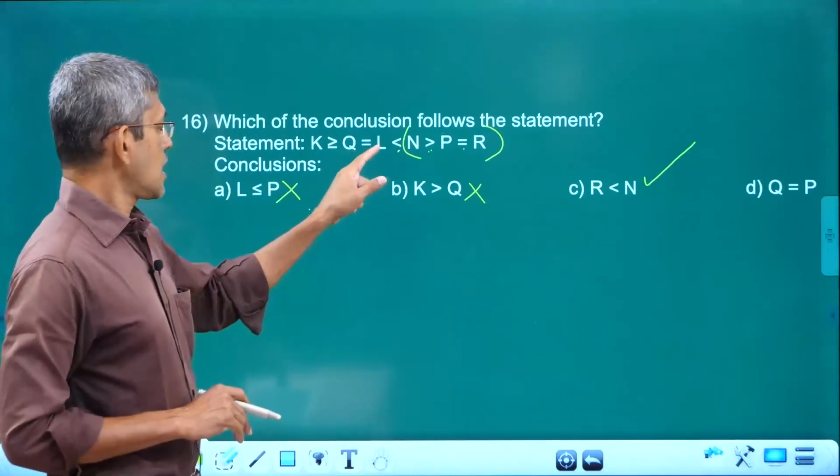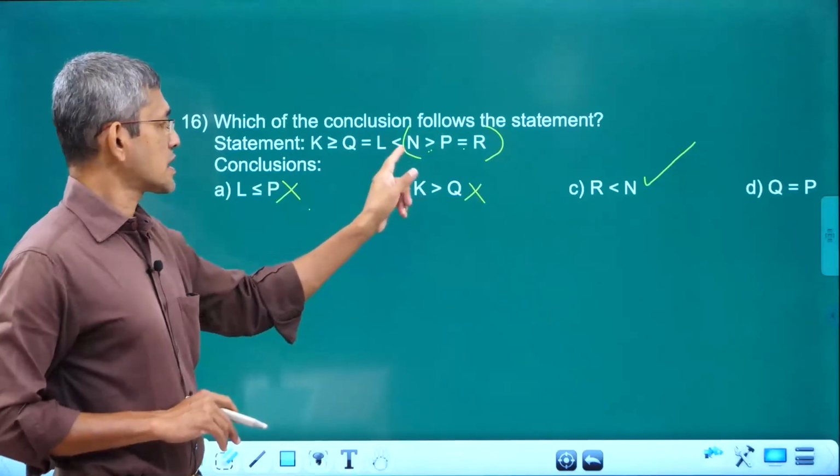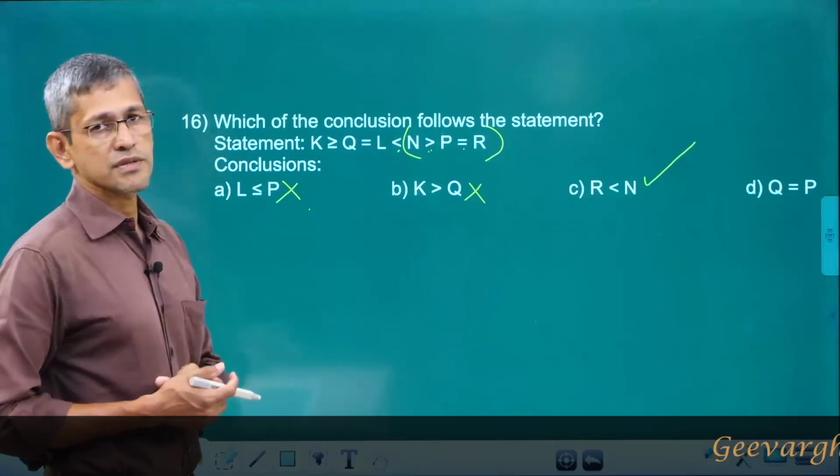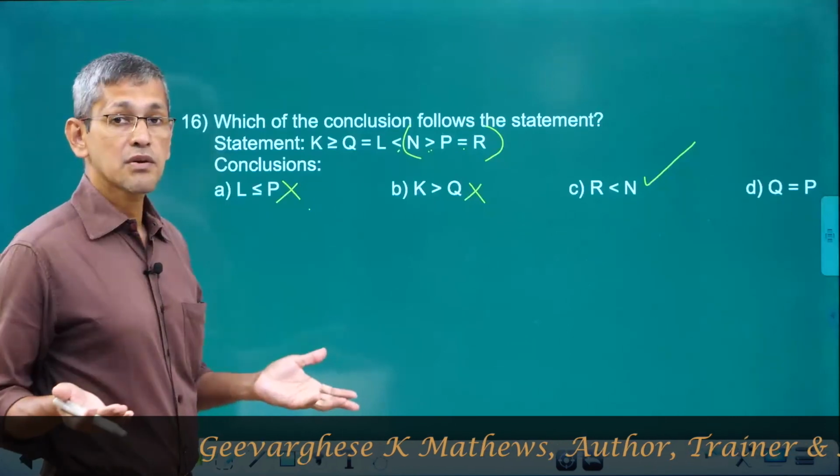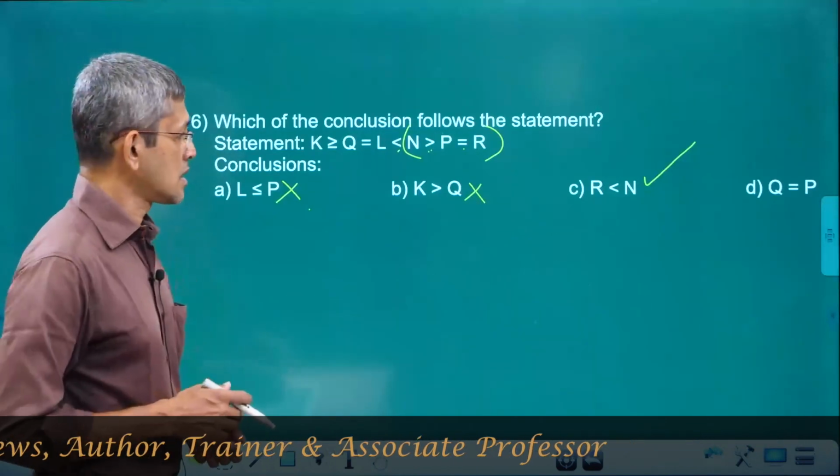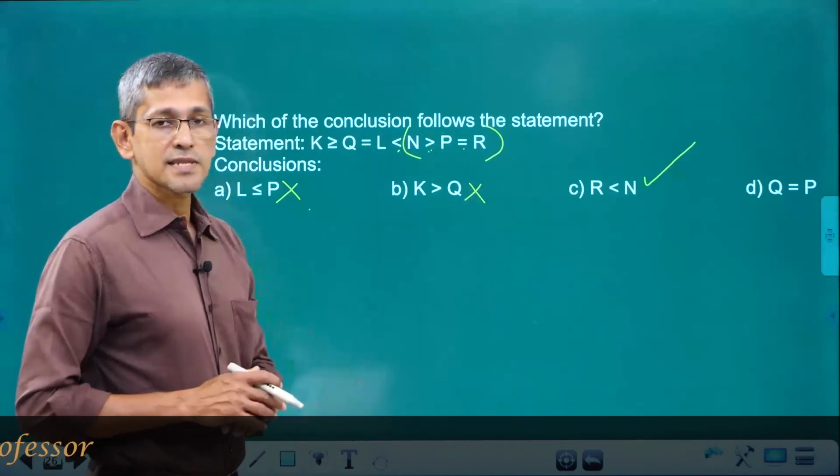Look at Q, look at P. Between Q and P we have contradictory symbols. We cannot say that Q is always equal to P. It could be equal, it could be less than, it could be greater than. So only answer choice what we have is C.